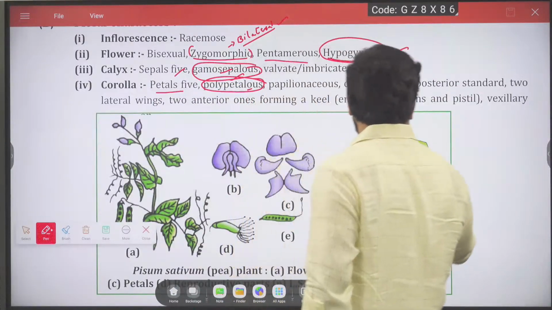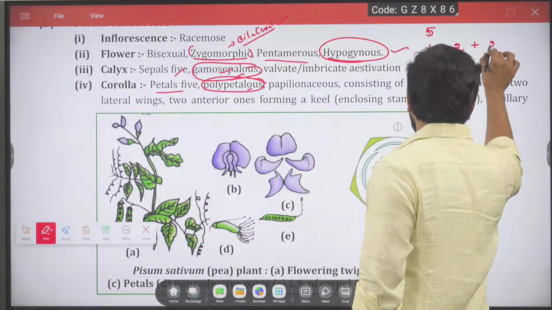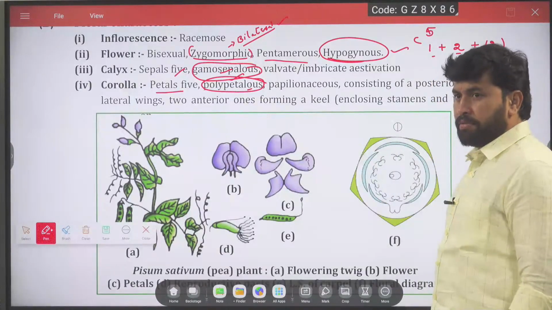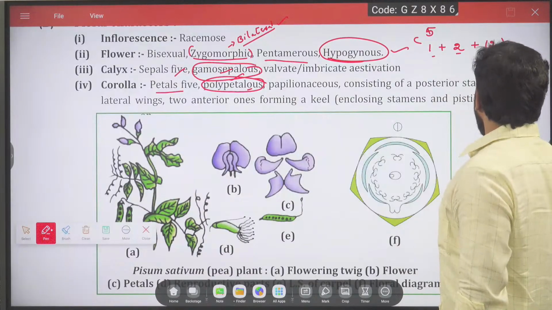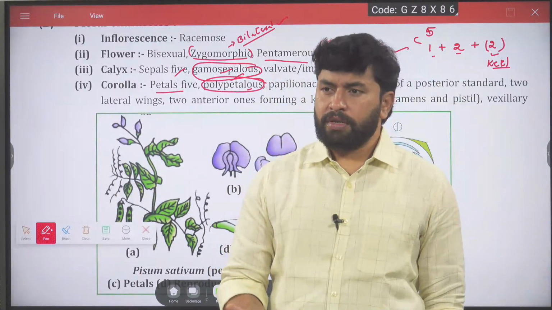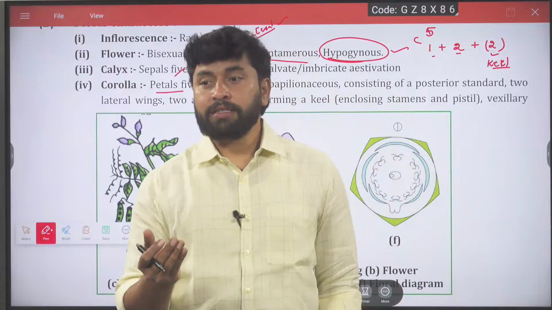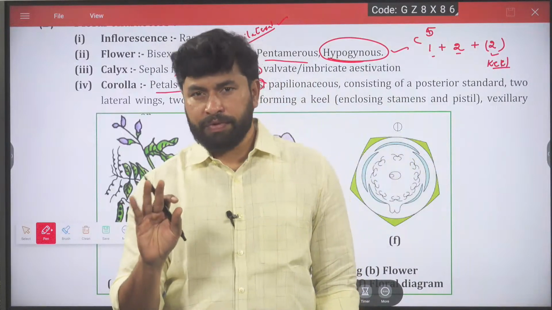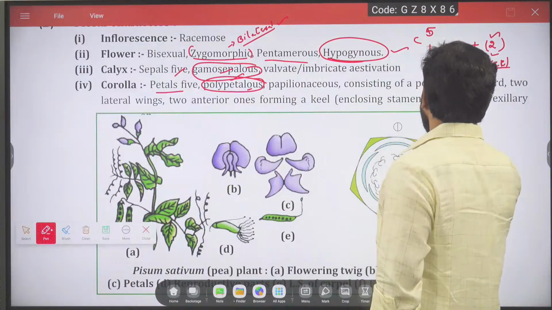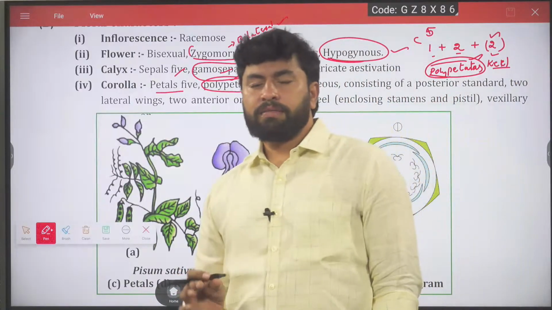Polypetalous. Imagine there are 5 petals in case of Fabaceae members. They will be arranged like 1 plus 2 plus 2. The last 2 are fused, which is called keel. Now, what I wanted to make special, remember: in the gamopetalous condition, petals must be fused. In the polypetalous condition, petals must be free, isn't it? But here, some petals are free, some petals are fused. That's a speciality. Even if one or 2 are fused, you have to mention it as polypetalous. If they ask, petals of Fabaceae members are partially fused.